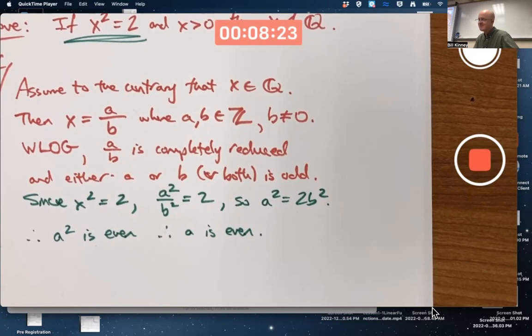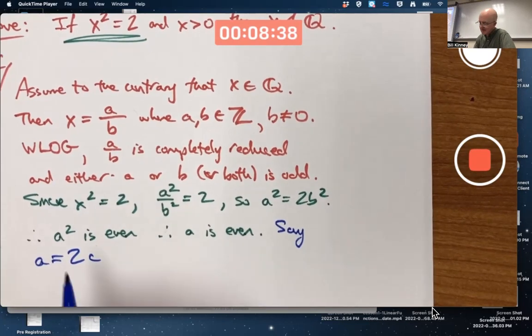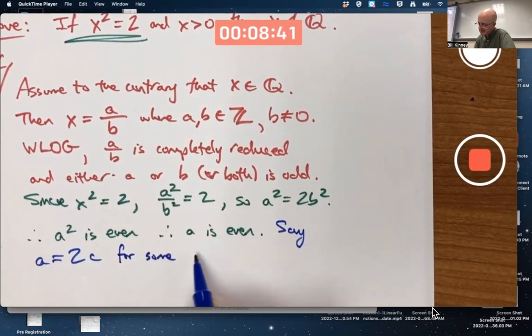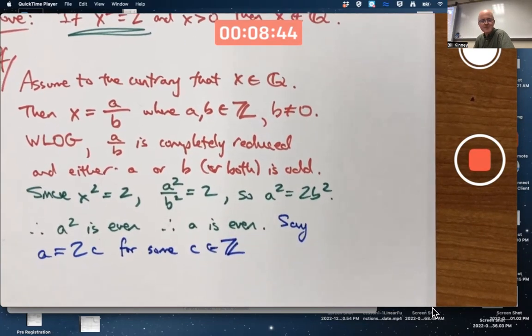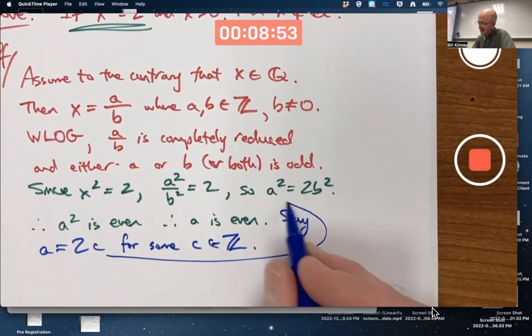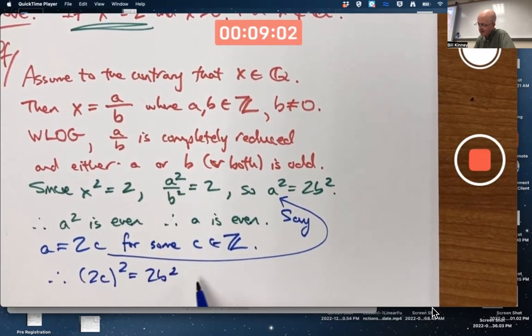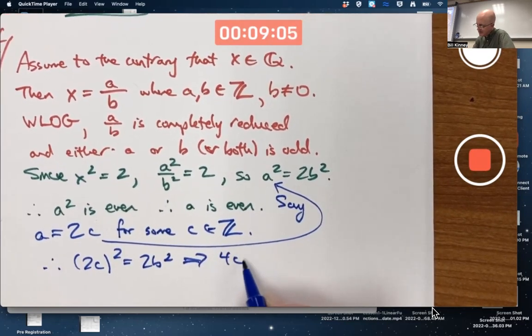All right, well, are we done? Well, we haven't really reached a contradiction yet. Maybe we should continue exploring. Say A equals 2 times, I don't know, how about C, for some integer C. That's what it means to be even. What would happen if I substitute this into that equation in place of A? Therefore, 2C squared equals 2B squared. But 2C quantity squared is 4C squared.